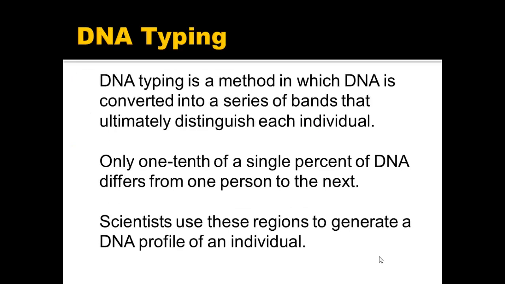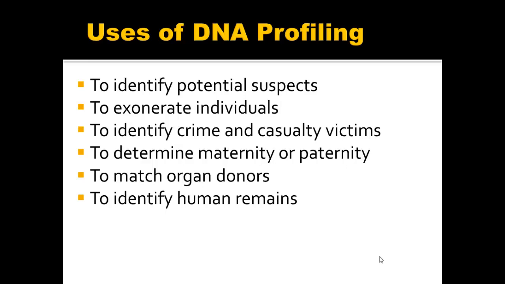DNA typing is the method in which we are able to create somebody's DNA fingerprint. It's a series of bands that is unique to one specific individual or identical twins. As we said on the previous slide, only a very small part of us is different from one another. Jeffreys came up with the way to focus on that small part that is different and be able to pinpoint it and be able to create that fingerprint that will let us tell the difference from one person to the next.